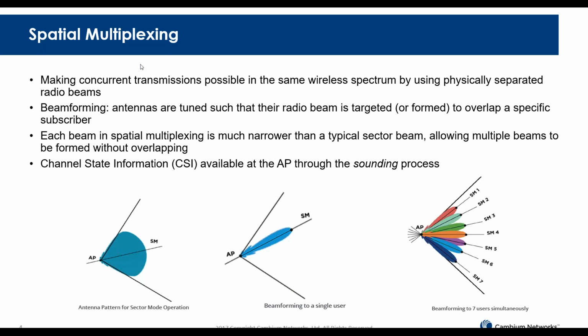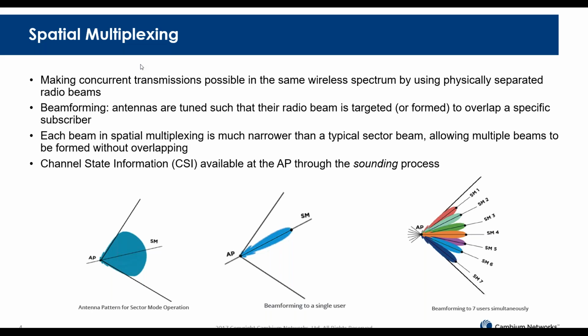Now, because this beam is much narrower, it's possible to create multiple of these beams. In the figure here to the right, we see 7 beams facing 7 different subscribers. This is again possible by tuning the antennas so that the peak of the beam is in the direction that we want. In this picture, it's obvious that the peak of the beam faces the location of the subscriber. But what's also important to understand is that each beam also has nulls in the direction of the other subscribers. This minimizes the interference between the data streams.